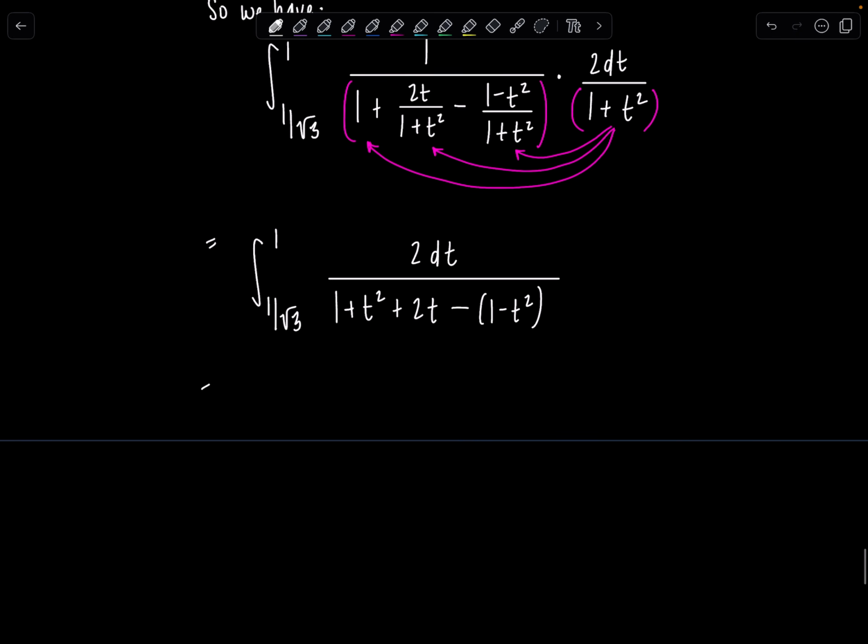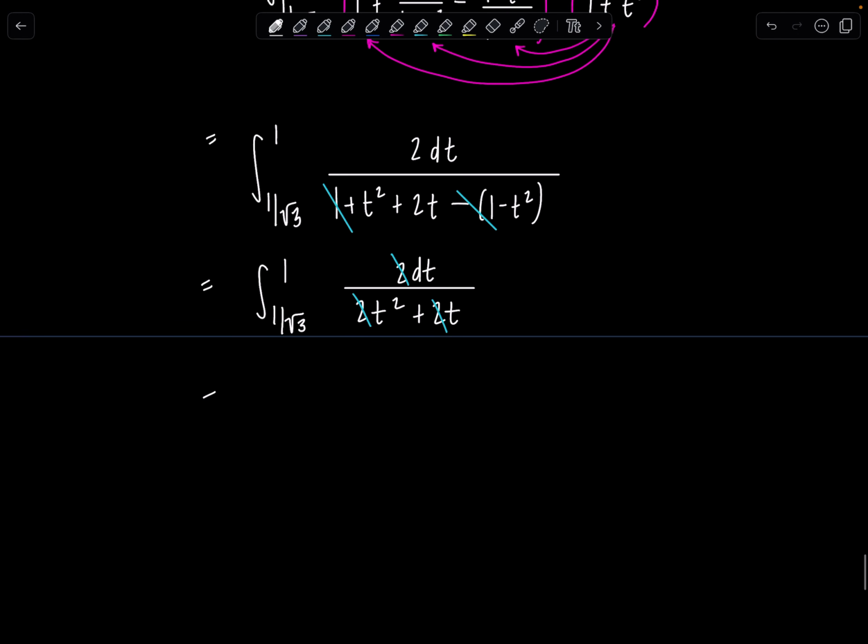Okay, so then let's clean up the denominator a bit more. 1 over rad 3 to 1, 2 dt over, notice I'm going to end up with 2t squared plus 2t, and then that's it. These ones cancel out, right? Beautiful. Also, the 2's cancel out. You can factor it if you want to be really careful about things, but I feel comfortable. So here we have 1 over rad 3 to 1 dt over t squared plus t.